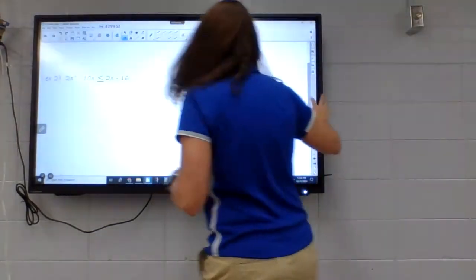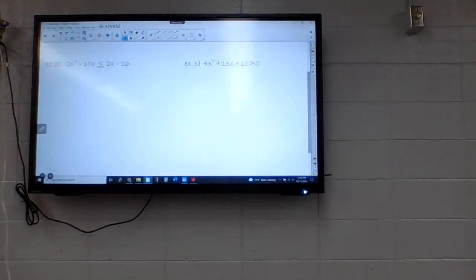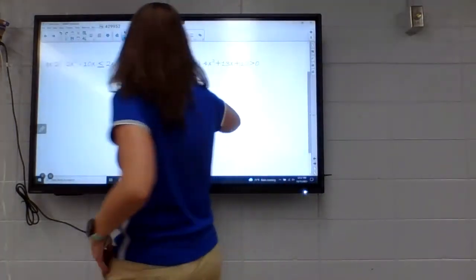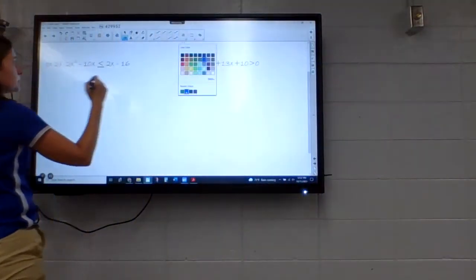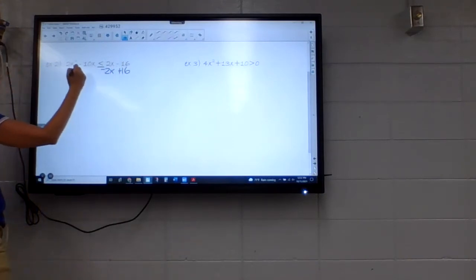So let's look at example 2 here. Again, I wanted to have it equal 0 to begin with. So move everything over to one side. I would move it over by the 2x squared. So I'm going to move this over and that.